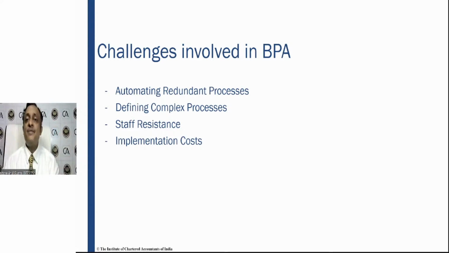Automating redundant processes. Redundant processes basically mean processes which probably have no relevance, which may be outdated, which are old processes. So we need to define a way how these are going to be automated. Very, very important. Then defining complex processes, like complex manufacturing or complex decision-making processes: how do you automate those? You have to put a lot of design effort and understanding effort into creating automation for these complex processes.